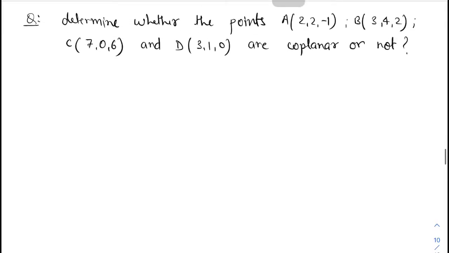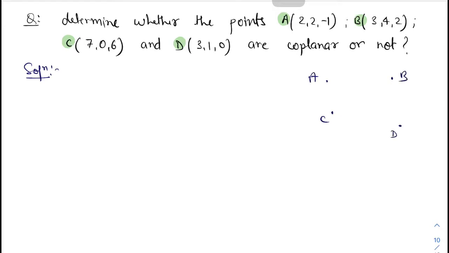This first question says that you have to determine whether these four given points, this point A, B, C and D are coplanar or not. Okay, so we have to determine whether these points are coplanar or not. So one method, let's say this point A, B, C and D.